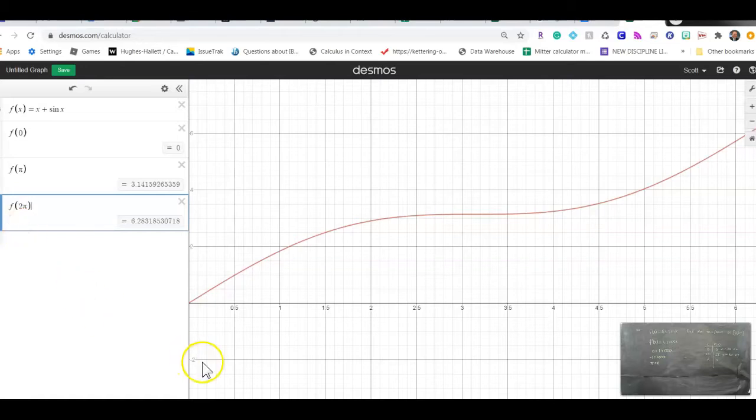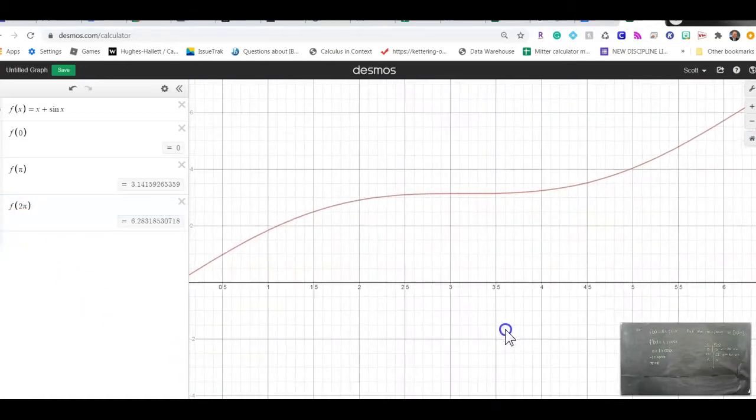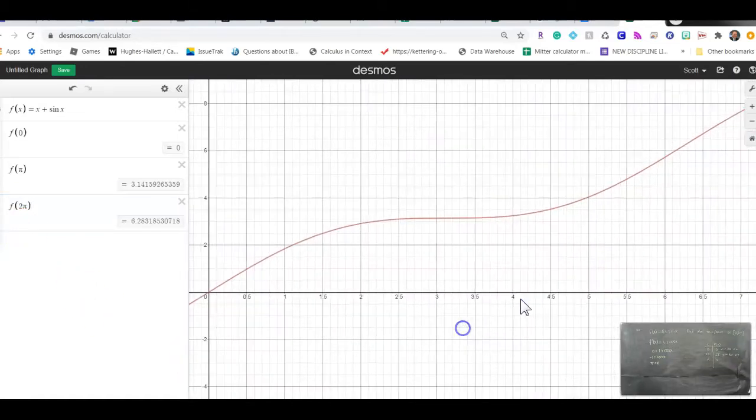Okay? So now you can see, I'm going to zoom out a little bit. There's f of 2 pi out here, right? 6.28, so there's the absolute max. There's the absolute min. And then what's going on at x equals pi? 3.14.